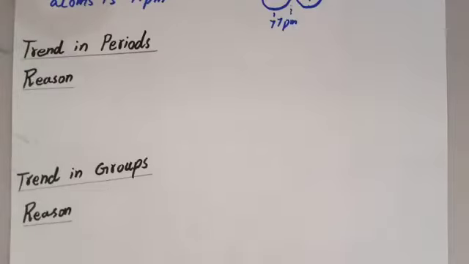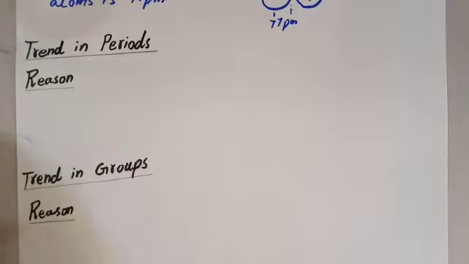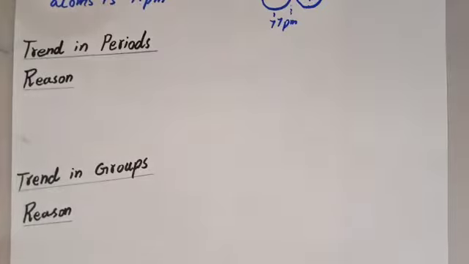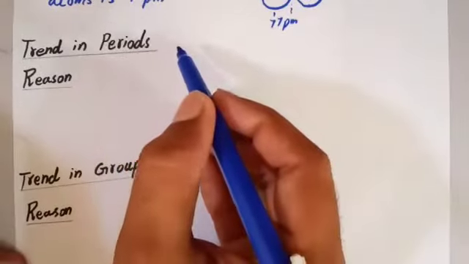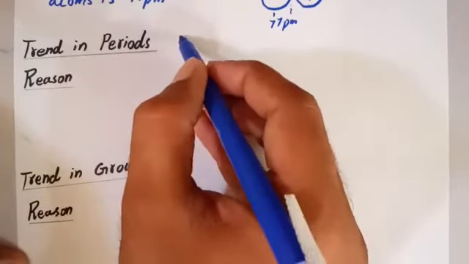Now we will discuss the trend of atomic size in period and group. If we move from left to right in a period, as we know, periods are horizontal lines in the periodic table, the atomic size or atomic radius decreases.